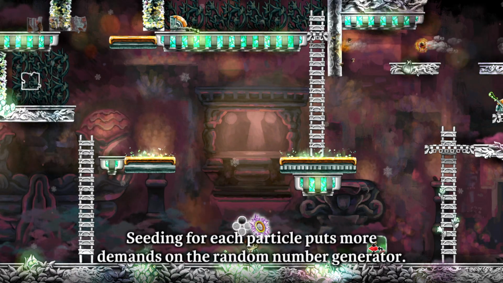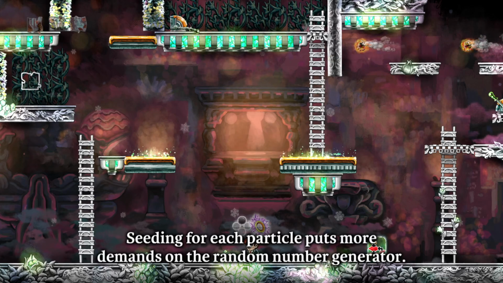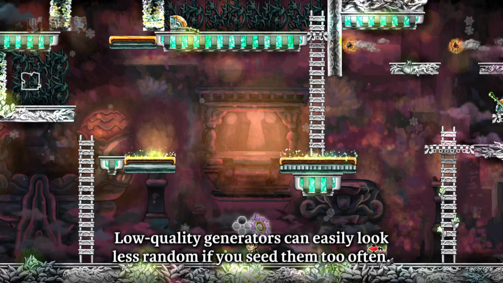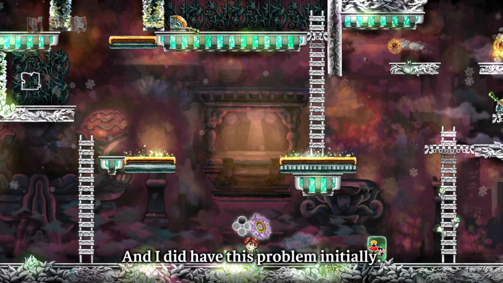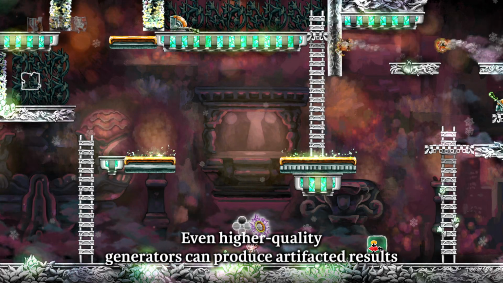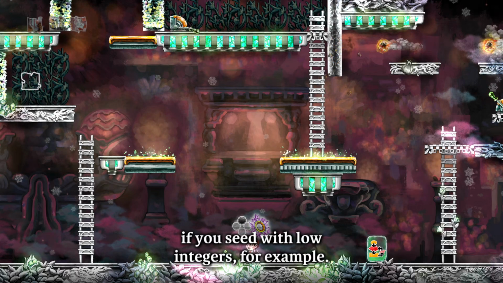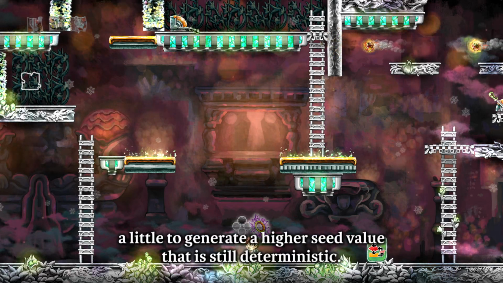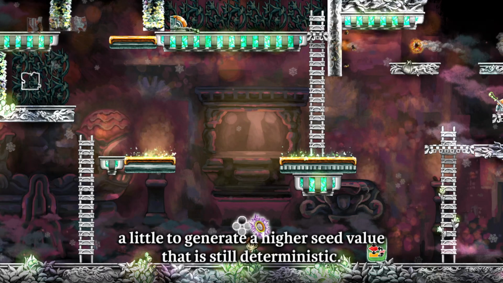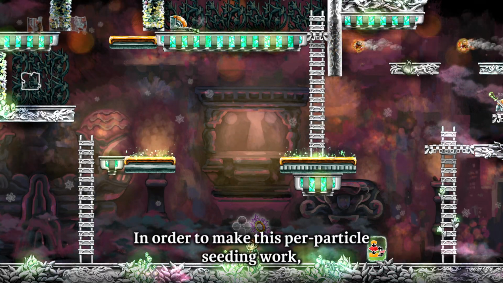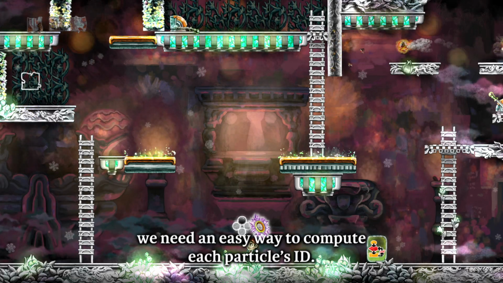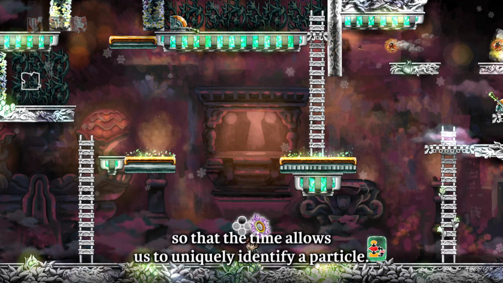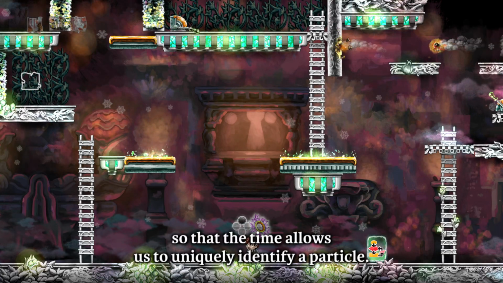Seeding for each particle puts more demands on the random number generator. Low-quality generators can easily look less random if you seed them too often. And I did have this problem initially. Even higher quality generators can produce artifacted results if you seed with low integers, for example. But there are some simple strategies to just mix the numbers up a little to generate a higher seed value that is still deterministic. In order to make this per particle seeding work, we need an easy way to compute each particle's ID. Since each frame, one thing we do know is what time it is. We build the system so that the time allows us to uniquely identify a particle.